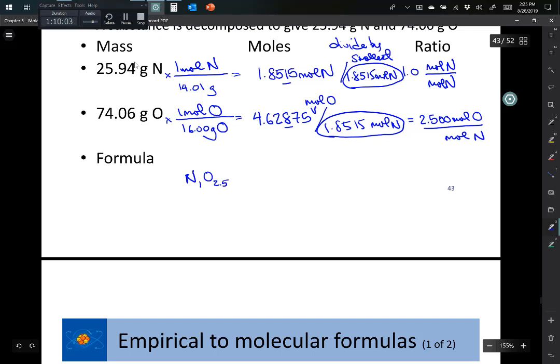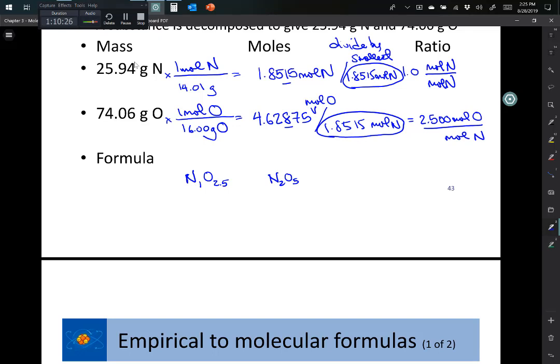So now it looks like N1O2.5, right? That's what it looks like. Can you have half an oxygen? No. Okay, so I'm going to double it. I'm going to multiply by 2, right? And when I do that, the ratio 2.5 to 1 is the same as 5 to 2, or 2 to 5.